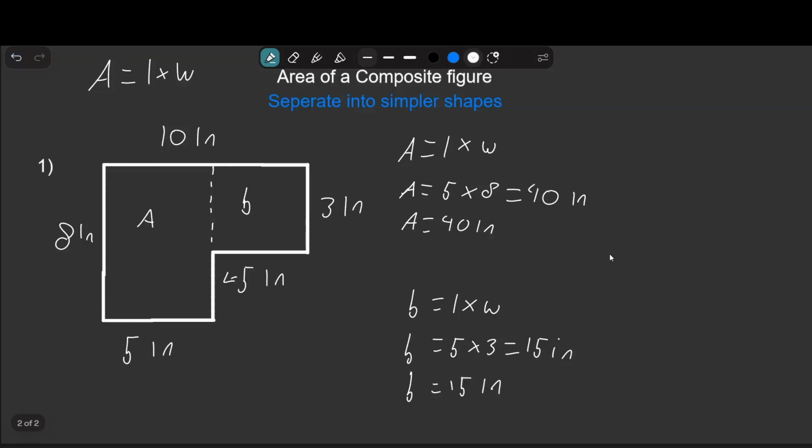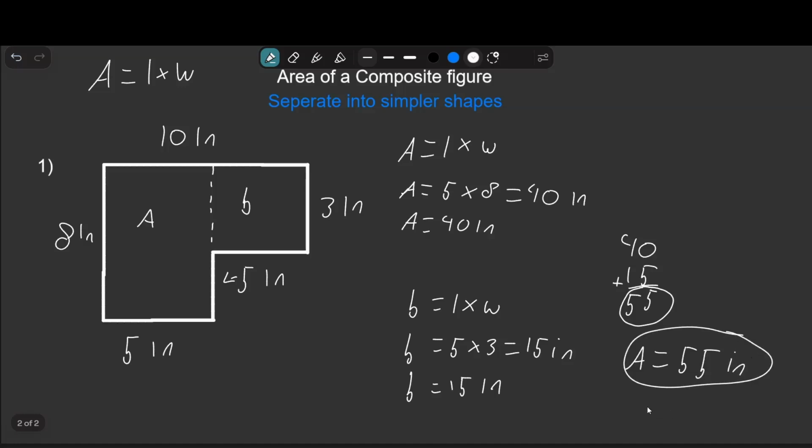Now all we have left to do is add them together. So 40 plus 15. Let's do it step by step. 0 plus 5 equals 5. 4 plus 1 equals 5. So our final answer will be 55. So area equals 55 inches.